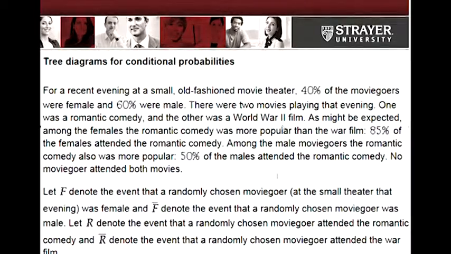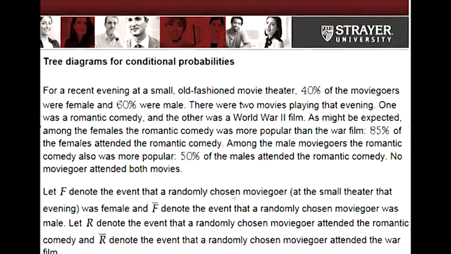So here's our tree diagram. 40% are female, 60% are male. 85% of the females attended romantic comedy. 50% of the males attended the romantic comedy. No moviegoer attended both movies.